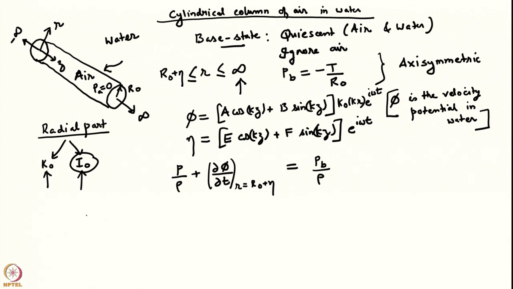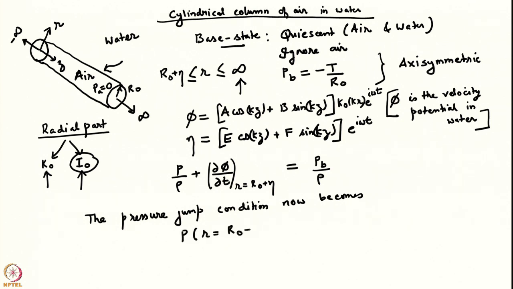And like before, the pressure jump condition now becomes P at r equal to r naught plus eta is equal to minus T grad dot n. Earlier our n was pointing from the fluid where we were solving into the fluid where we were not solving. Now also our n continues to point that way, but now we are not solving for air, we are solving for water. So the n is still radially outward, and that brings in this minus sign. So this is at r equal to r naught plus eta.